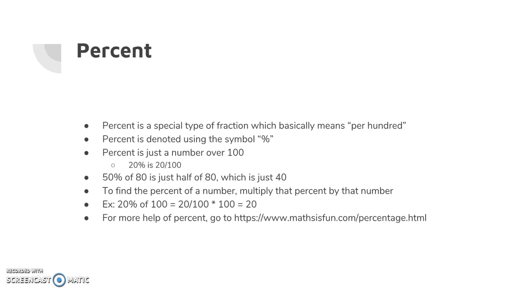A percent. The percent is a special type of fraction, which basically means per hundred. Percent is denoted by the % symbol. Percent is just a number over 100. So 20% is just 20 over 100. 50% of 80 is just half of 80, which is 40. To find the percent of a number, you multiply the percent by that number. For example, 20% of 100 is 20 over 100 times 100, which is equal to 20.